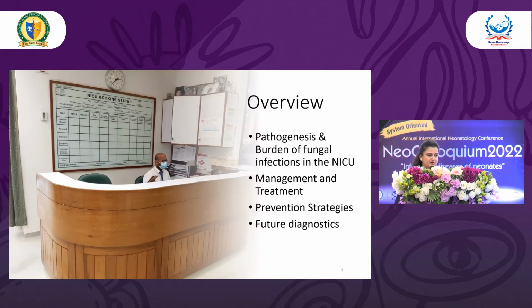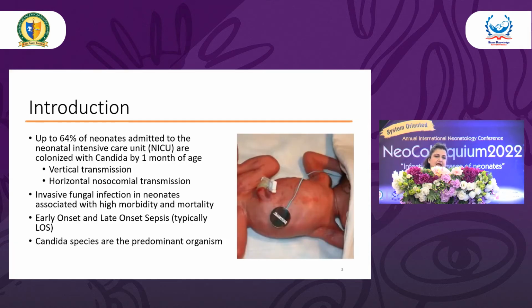So this is a brief overview of my talk. I'm going to talk about the basic pathogenesis and burden of fungal infections in the NICU, an outline of management and treatment and prevention strategies, future diagnostics, and future research directions. So, as you know, up to 64%, almost I would say every 6 out of 10 babies who are admitted in the neonatal ICU are colonized with this common fungus known as Candida by the age of 1 month. This colonization can begin at the time of birth, especially with vaginal birth, where there is vertical transmission, or there can be horizontal transmission through healthcare workers and as a result of the different therapies that we give to our neonates in the intensive care.